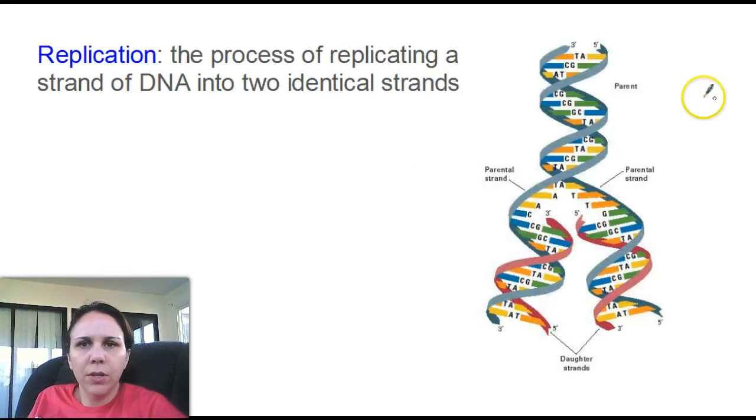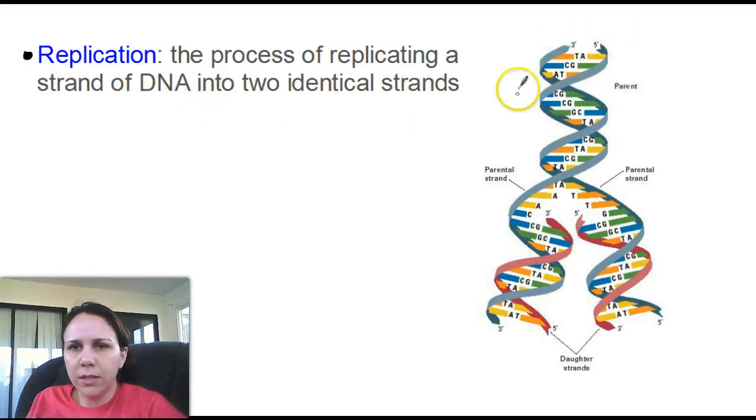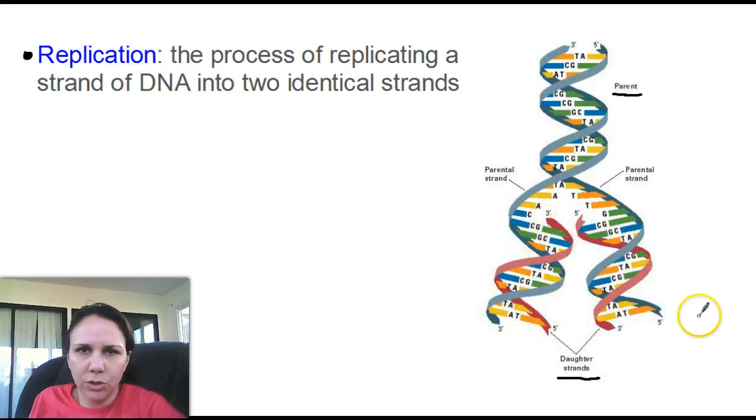Okay, so we call that process replication, DNA replication. That is the process of replicating a strand of DNA into two identical strands. So here is my DNA strand. We refer to that as the parent strand. And then the new strands down here we call the daughter strands. I don't know why they don't call them the son strands. I have no idea. They call them the daughter strands.